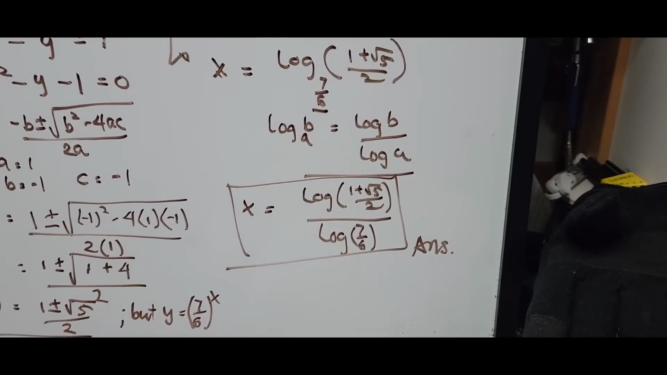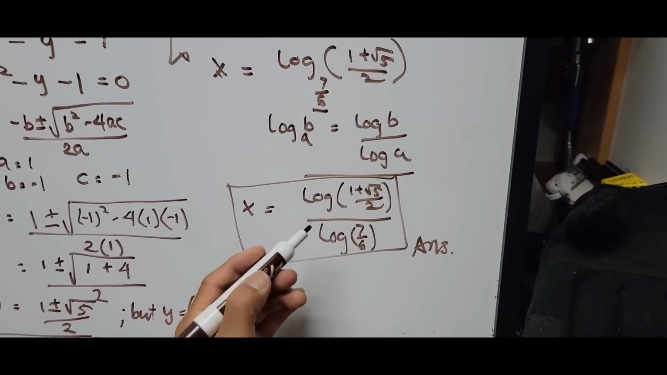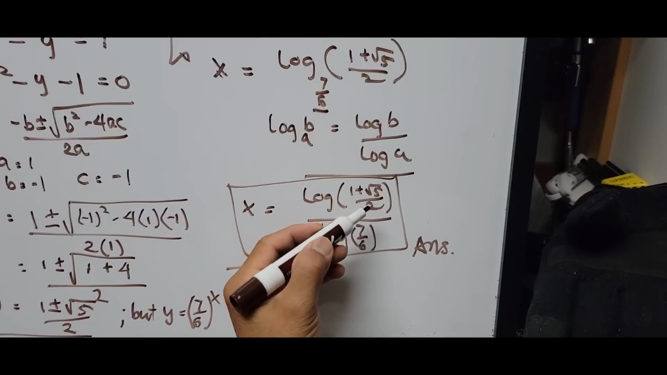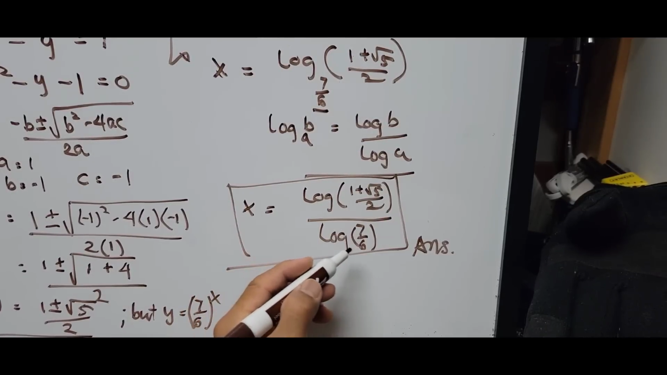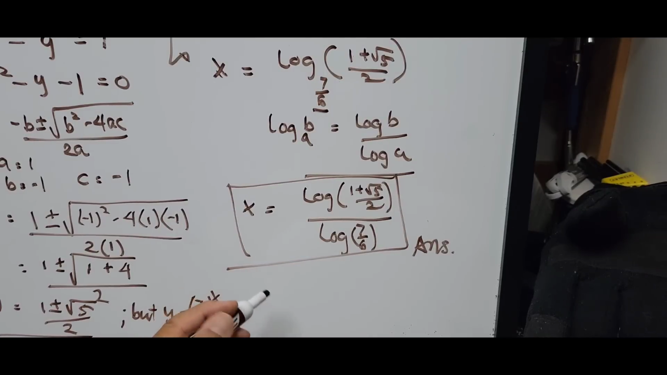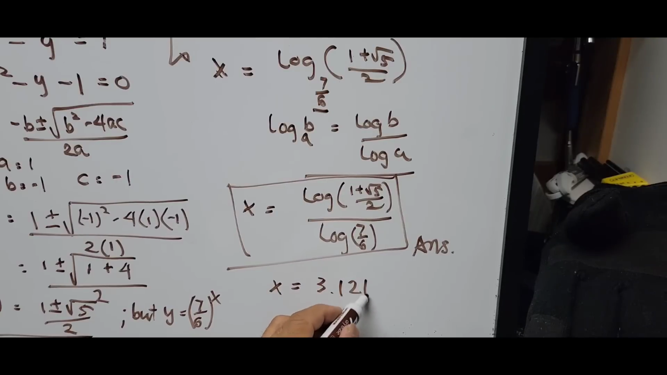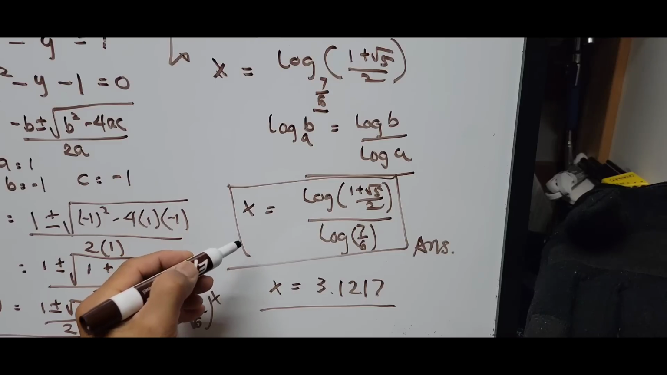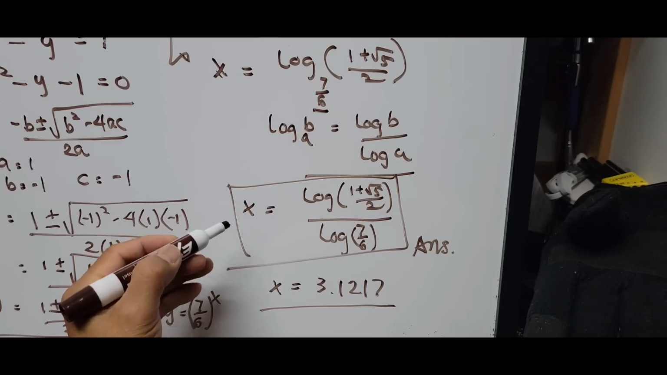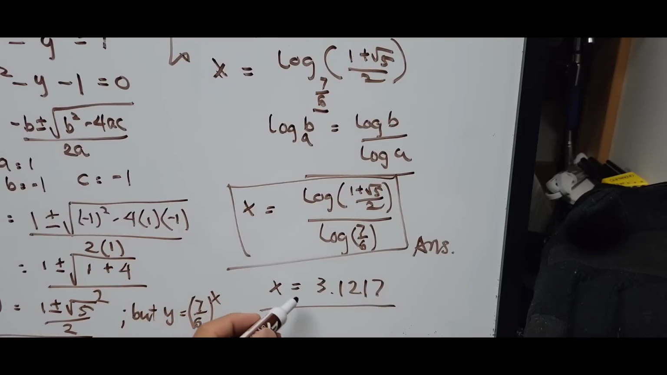If we use our calculator and get the value of log((1 + √5)/2) divided by log(7/6), the value of x in decimal form is 3.1217. This is the exact version of the value of x, and this is the approximate value since we rounded off to just 4 decimal places.